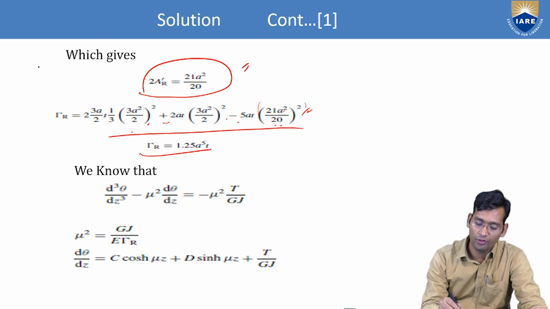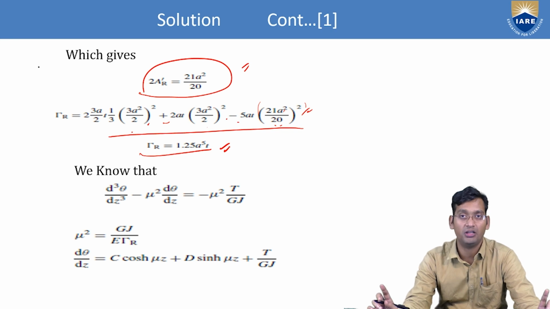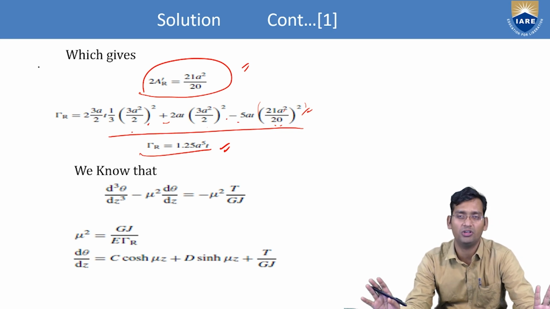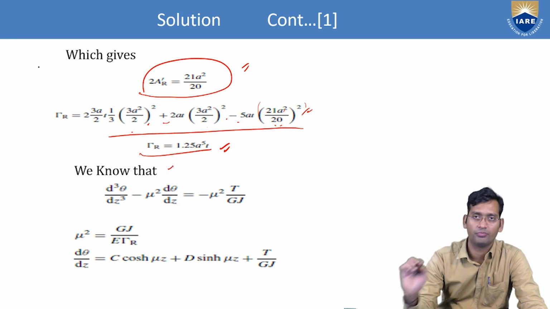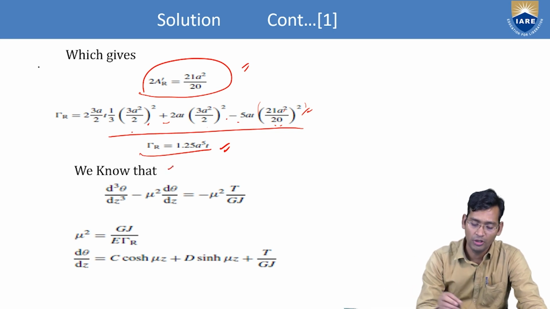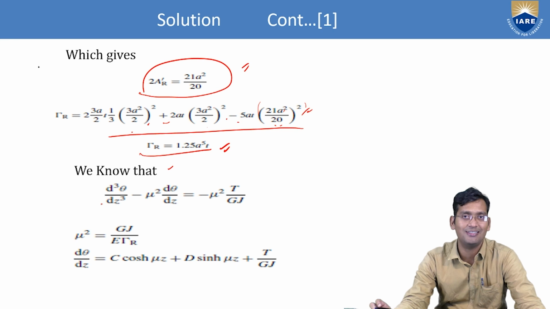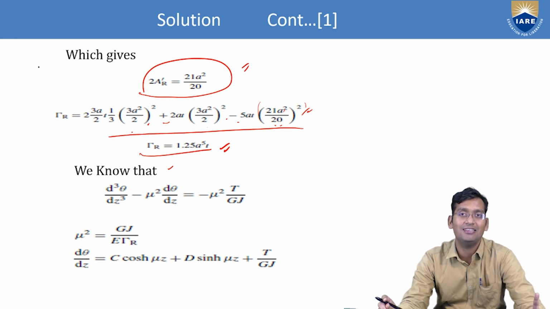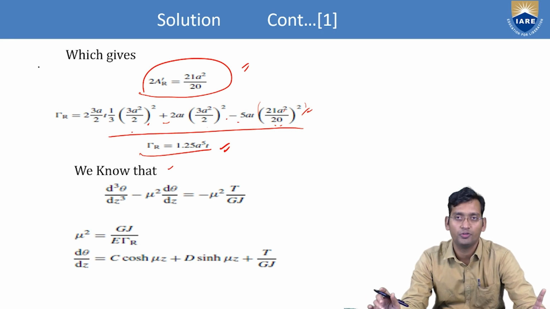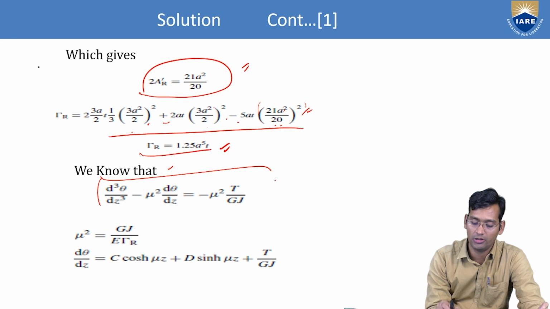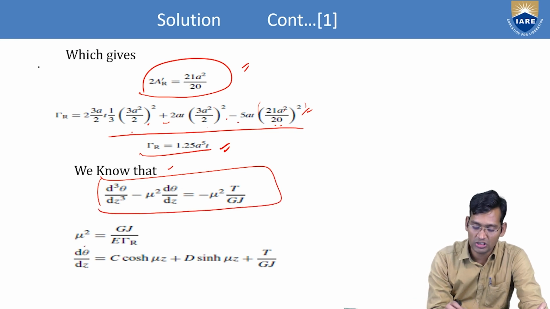Okay. So now what we have? Tau R we have in terms of A and T, because the value is not given. So in terms of A and T only, the answer will be there. Now from the bending, we know that dq theta by dz is q minus mu square d theta by dz is equal to minus mu square by TJG. So this is the differential equation of third order, where mu square is what?